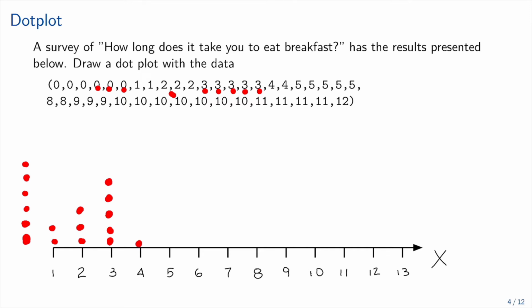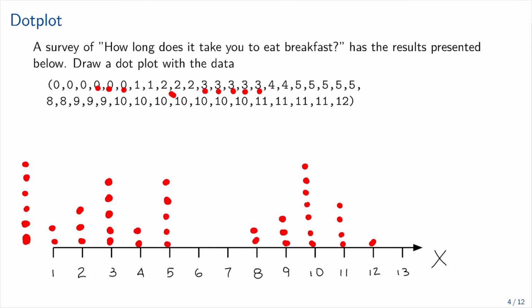We have 2 fours. We have 5 fives. We don't have 6. We have 2 8s. We have 3 9s. We have 7 10s. We have 4 11s, and we have 1 12.